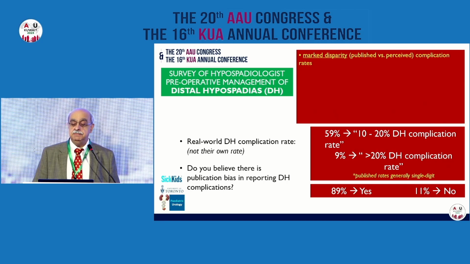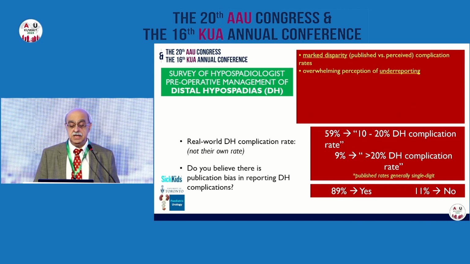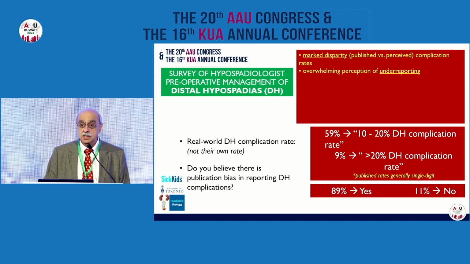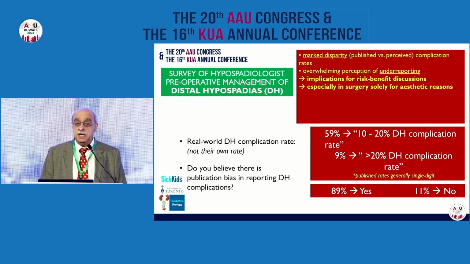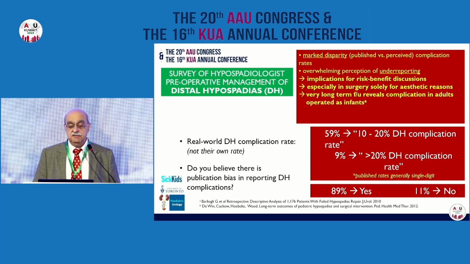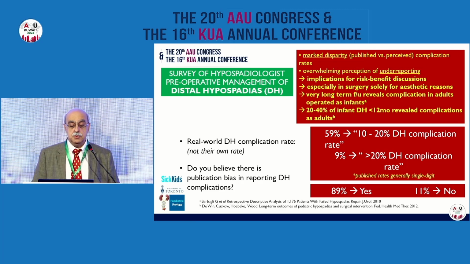So there's a marked disparity between the published and perceived complication rates in distal hypospadias, with an overwhelming perception that these issues are underreported. And this has implications for risk-benefit discussions with patients and families, especially in surgery that's being done solely for aesthetic reasons. Very long-term follow-up reveals that there are complications in adults operated as infants, and in one study, 20 to 40% of infants who were operated for distal hypospadias at less than a year of age revealed complications when they were adults.